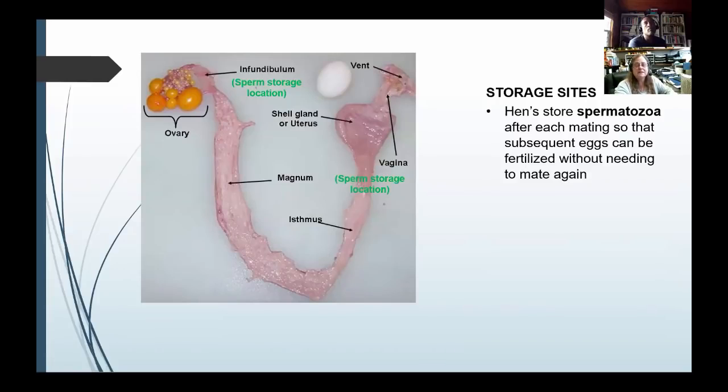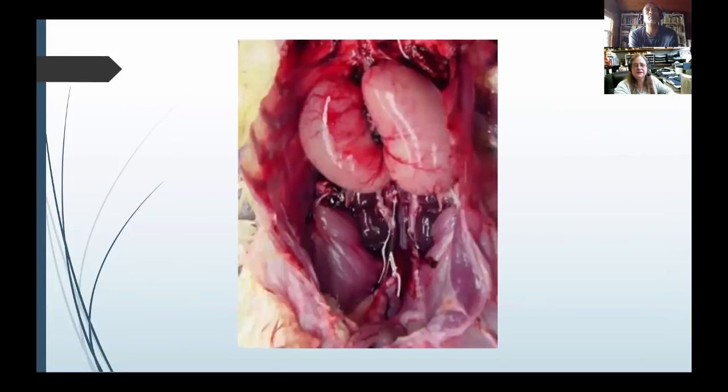a month in order to get a good guarantee that the offspring are from your chosen rooster and not the one that you accidentally put them in with. So that needs to be taken into consideration.